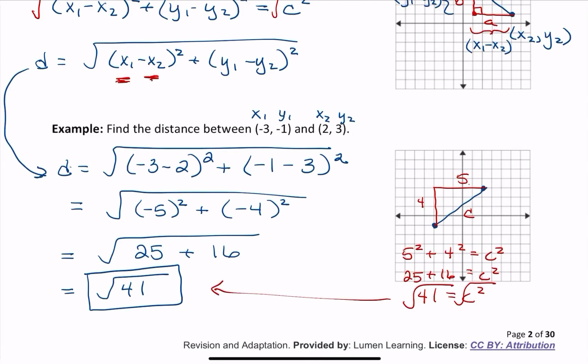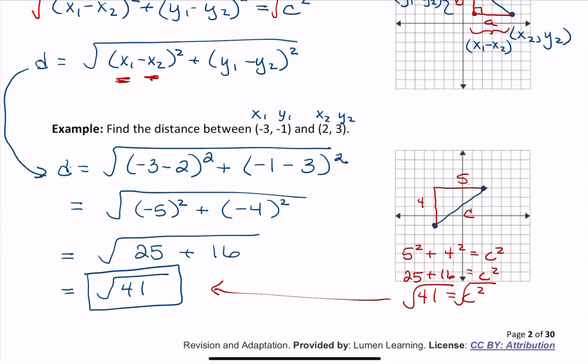Now, the reason why the formula is helpful is because if I gave you points that were off the graph, say I gave you points like (81, 99) and (108, 150), it would be really hard to graph that and draw your triangle. So the distance formula will work in those cases when you have something that's off your chart.